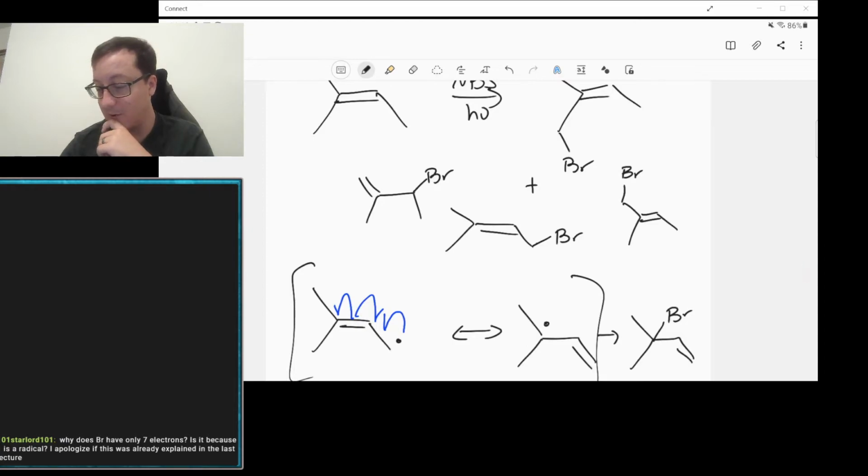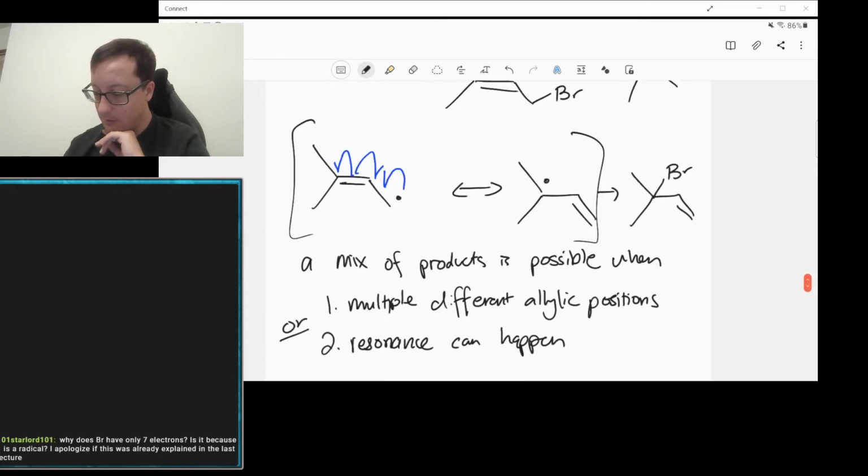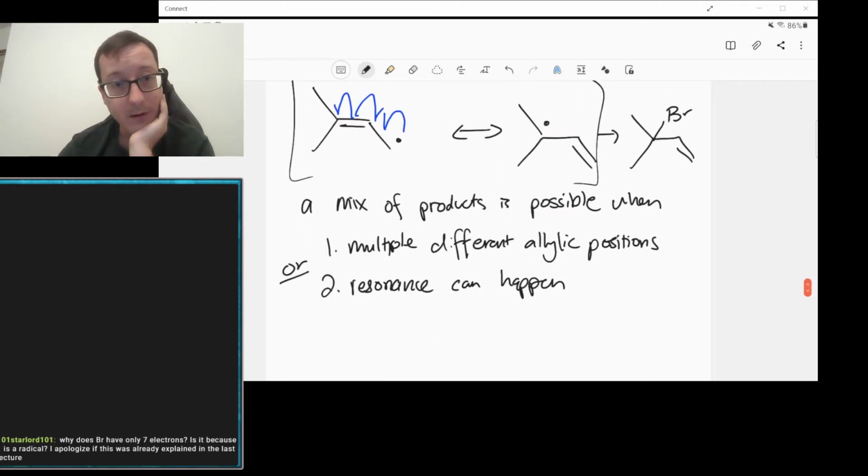So in fact, we're going to have 6 different products. 3 different allylic hydrogens to go ahead and abstract, and also 3 different resonance forms of each of those. So we have 6 total products out of this reaction. So just be aware of that. If you are going to do a radical process and you have the possibility of resonance, you need to keep that in mind. So it'd be hard to say which position would probably be the best.